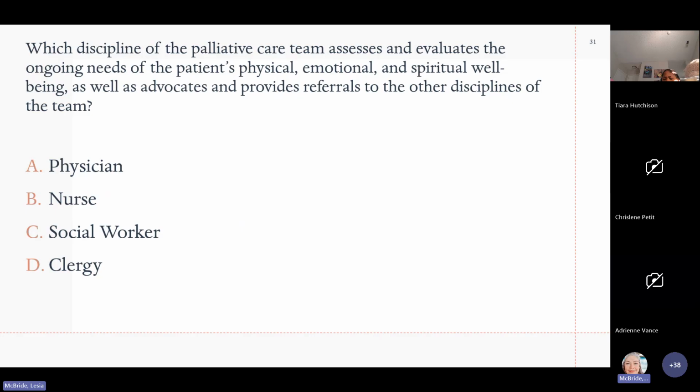I love the fact that you guys picked up on the nurse. The couple of you are already chiming in that it was the nurse, the nurse, the nurse. Yes, it is the nurse that is responsible for that. And they're usually the navigator that navigates that patient through all the different things. They can actually send the patient to the social worker, send the patient to the clergy. And of course, they keep the physician informed of what's going on.